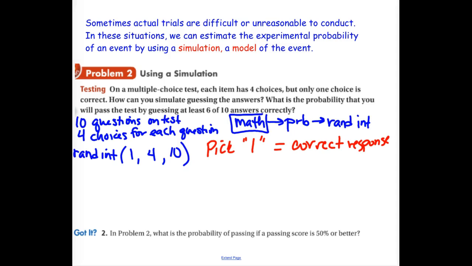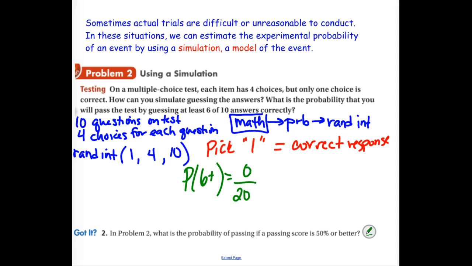So look at your boards. I want you to count up how many 1s you have on your list. Did anyone have 6 or more 1s? Okay, so for this experiment, the probability of getting 6 or more correct ends up being 0 out of the 20 trials that we did.